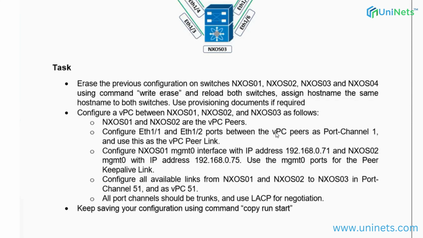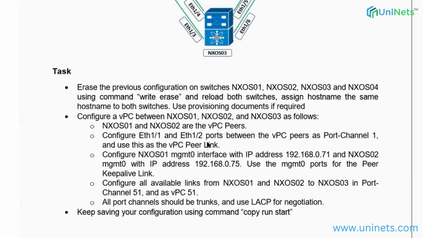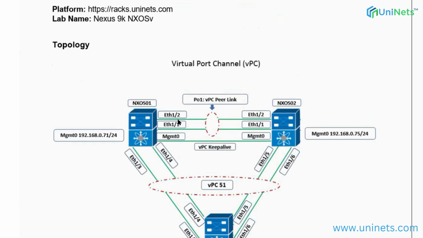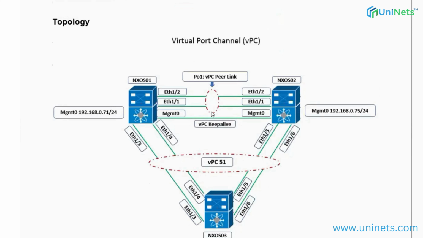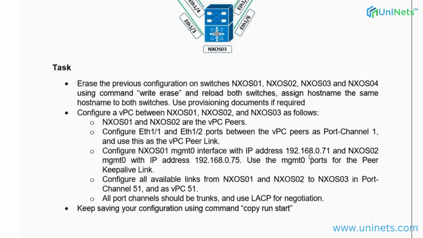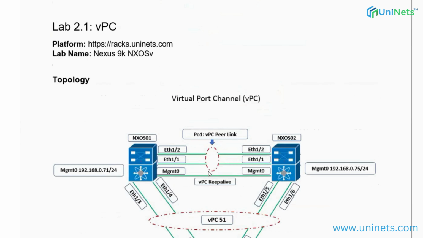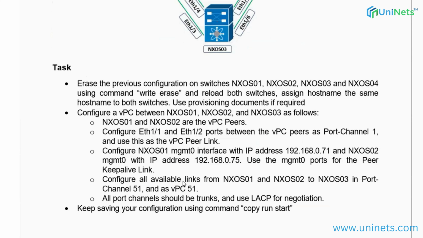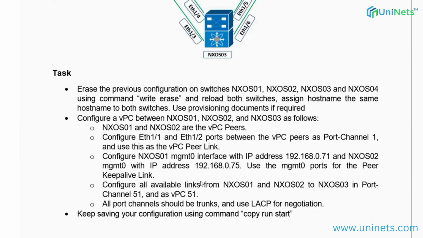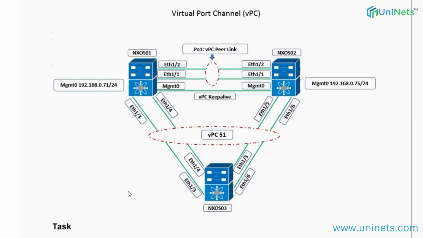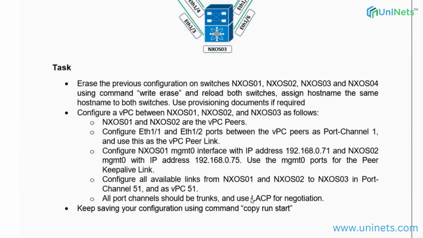E1/1, 1/2 ports should be used in port channel 1 as a peer link. So this is the layer 2 link. Then Nexus 1 management IP is .71, Nexus 2 management IP is .75, and use this port for the peer keep alive link. So this management port should be used as a peer keep alive. Then the downstream ports should be in port channel 51 and VPC 51, these four. And all the port channels should be trunk and use LACP.